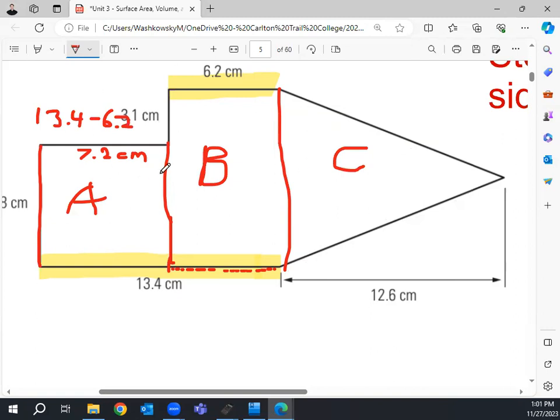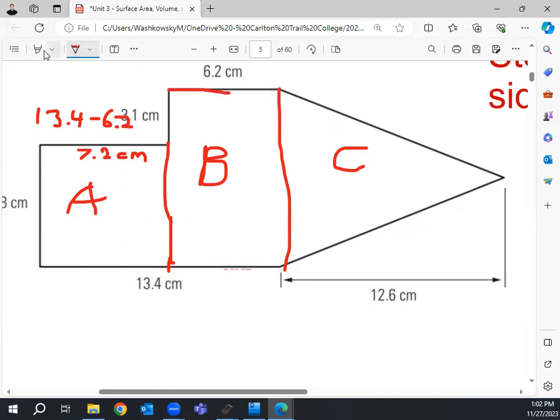But is there any other shapes that I need to look at? Like, can I now find the area of A? Yes, because I now have the two sides I need. Can I find the area of B? Well, with the area of B, it's a rectangle, right? So what do I need? I need the length and the width.